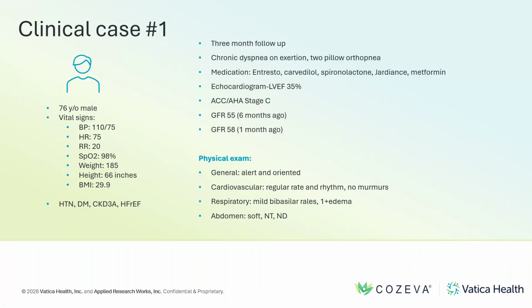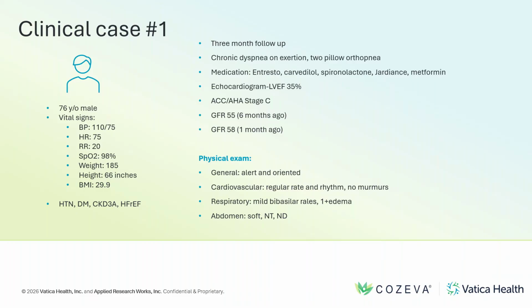So let's put it into practice with a couple of case studies. Case 1 is a 76-year-old patient who comes in for a 3-month follow-up. He has a history of longstanding hypertension, type 2 diabetes, CKD stage 3A, and heart failure. He reports chronic dyspnea on exertion and 2-pillow orthopnea, which are both unchanged from baseline.